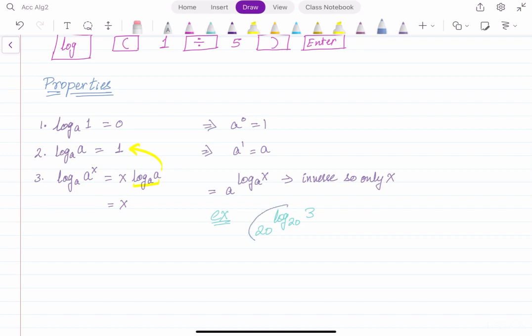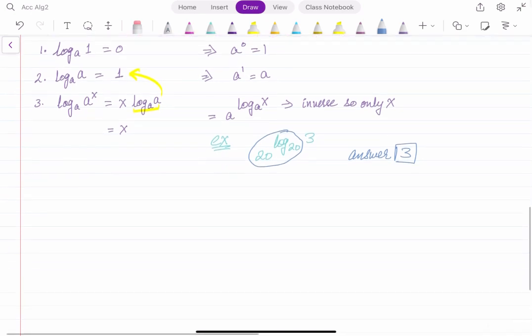So in this example, we have 20 and log base 20. So they just vanish away. So what is left? The answer is only 3. So property number 3 is quite important. Property number 1 and 2, they are just the same logic that you are aware of, that a number to the power of 0 is 1, and a number to the power of 1 is the number itself. So another addition to the properties could be number 4.